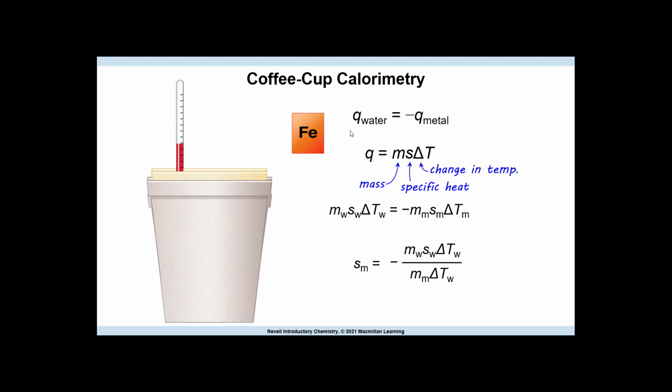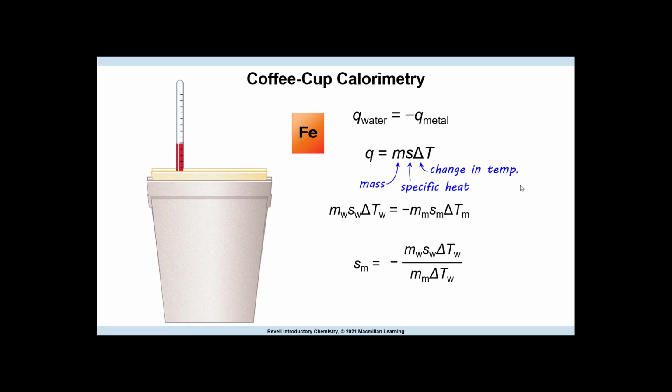In previous lessons, we saw the heat gained or lost by a material can be described by the equation Q equals m s delta T, where m is mass, s is specific heat, and delta T is the change in temperature. By combining these two equations, we can say that the mass of the water times the specific heat of the water times the change in temperature of the water is equal to the negative, which is heat leaving, of the mass of the metal times the specific heat of the metal times the change in temperature of the metal. There are 6 variables, and as long as you have 5 of them, you'd be able to solve for the other one.